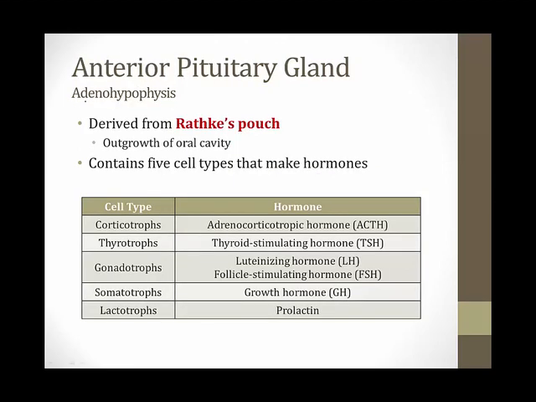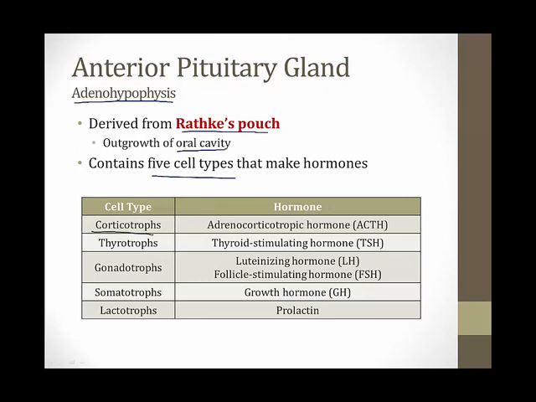The anterior pituitary gland is called the adenohypophysis. It is derived from an embryonic structure called Rathke's pouch, which is an outgrowth of the oral cavity. So this portion of the pituitary gland comes from the mouth, as opposed to the posterior pituitary, which comes from the brain. And the anterior pituitary gland contains 5 cell types that make hormones.